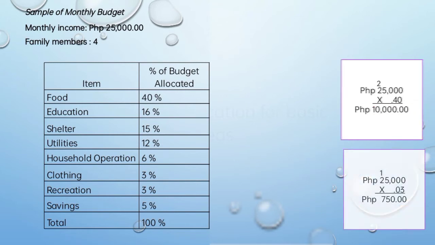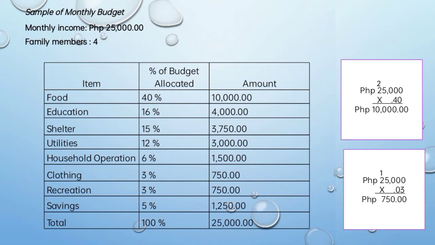Another example, if we are going to compute for clothing, we have 3%. The monthly income of the family is 25,000, so 25,000 times 0.03. 3% will become 0.03. And if you multiply 25,000 by 0.03, you will get 750 pesos. So, the budget for clothing is 750 pesos. Ganun lang yung pagko-compute. Lagi natin i-multiply yung income doon sa percentage of budget allocated.